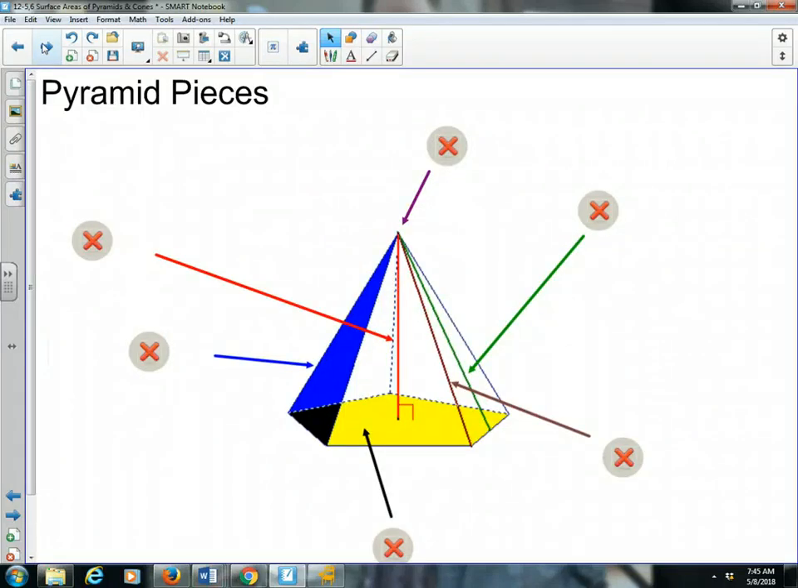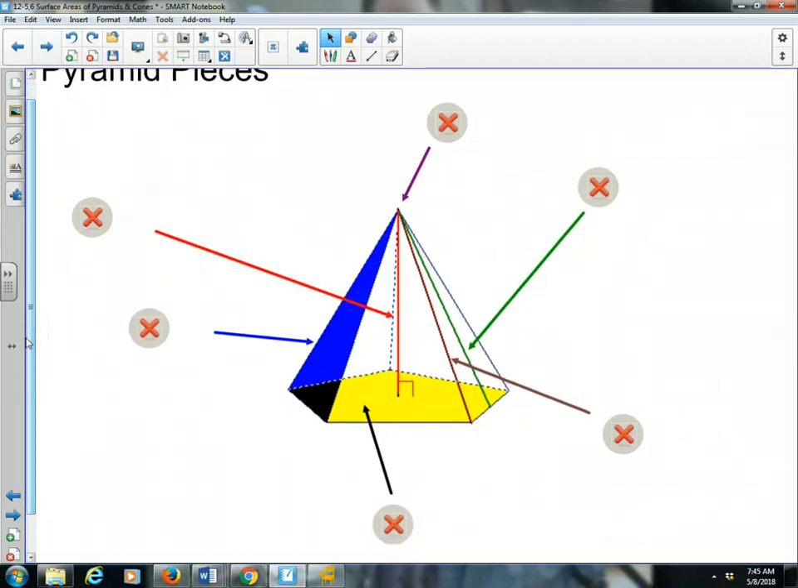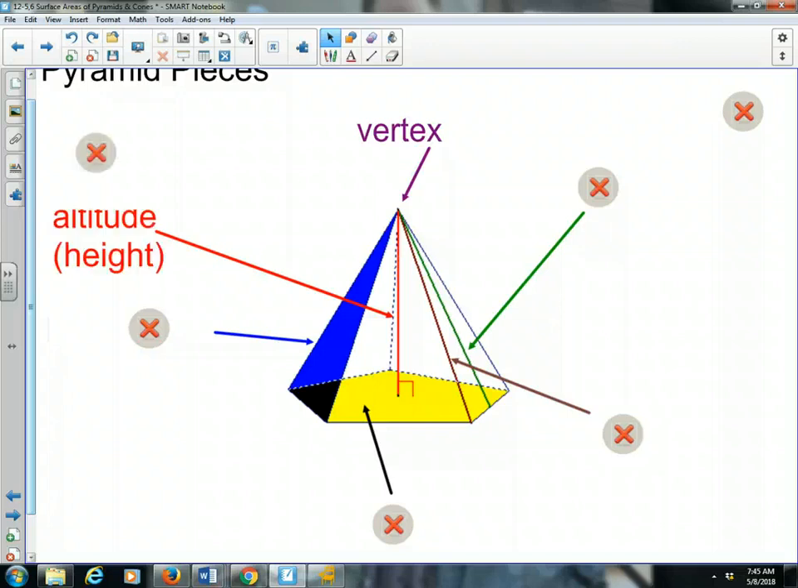Let's label certain parts of a pyramid, which I'm sure you already know a lot of, but there's maybe a couple that you haven't learned just yet. Where all of the lateral faces meet, all those triangles meet, that's called a vertex. Where this red arrow is pointing, that's the height of the pyramid, or the altitude. The blue arrow is pointing to the blue triangular face, and that's called the lateral face.